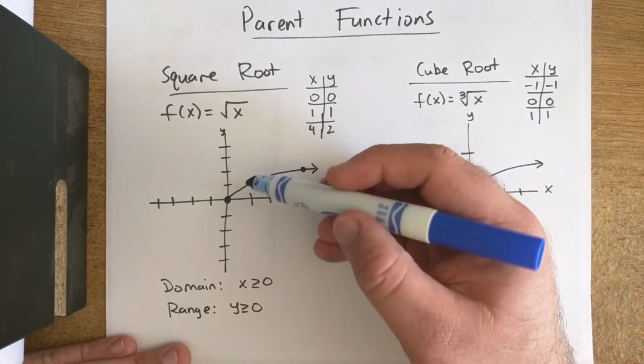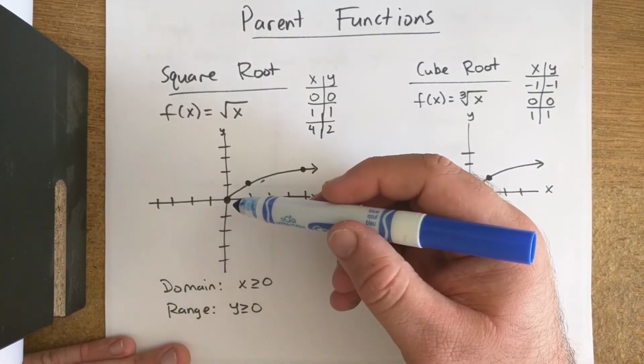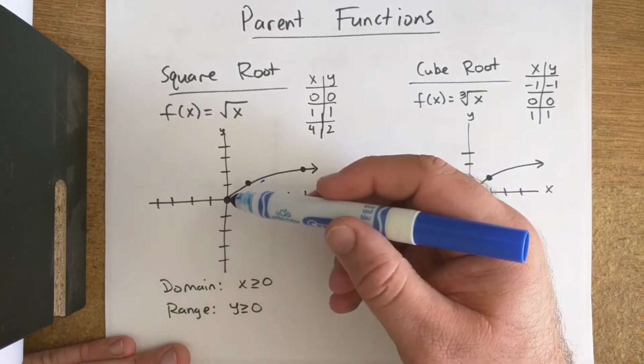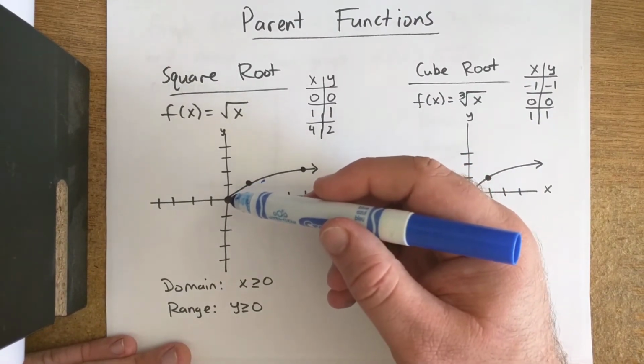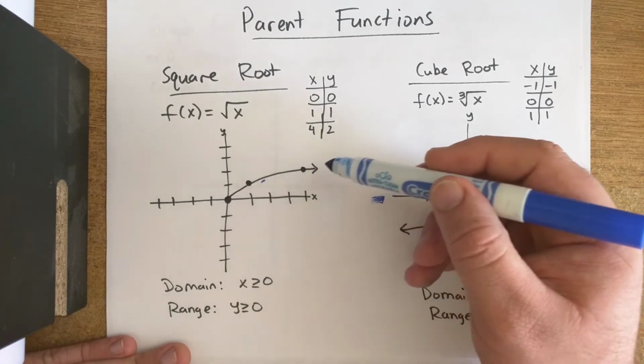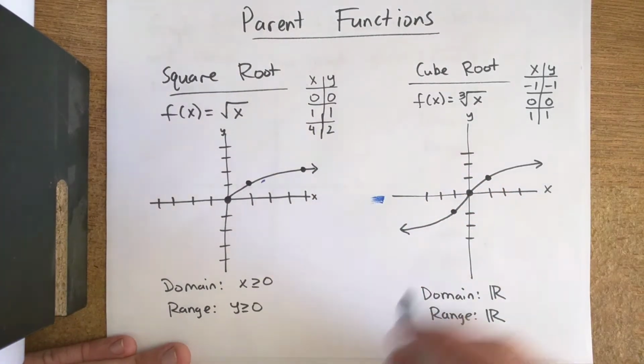Same thing with the range. The range is all your y values. Well, on this function, this graph doesn't start until y is equal to 0. And so the graph starts at 0, but it slowly goes up forever. This actually does go up forever. It's just a very slow process, though.